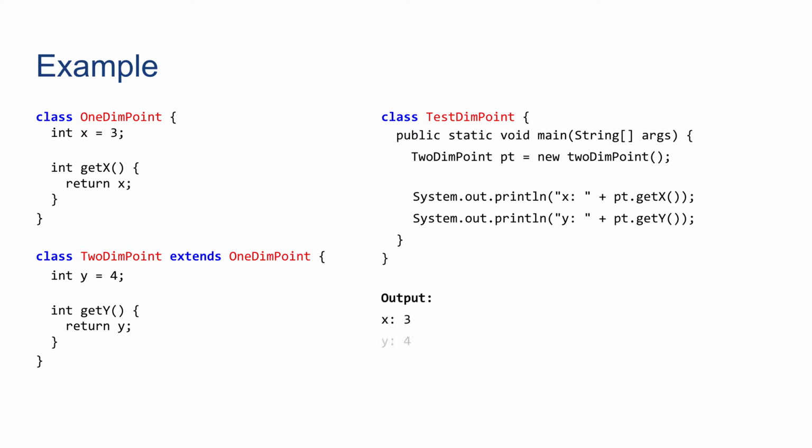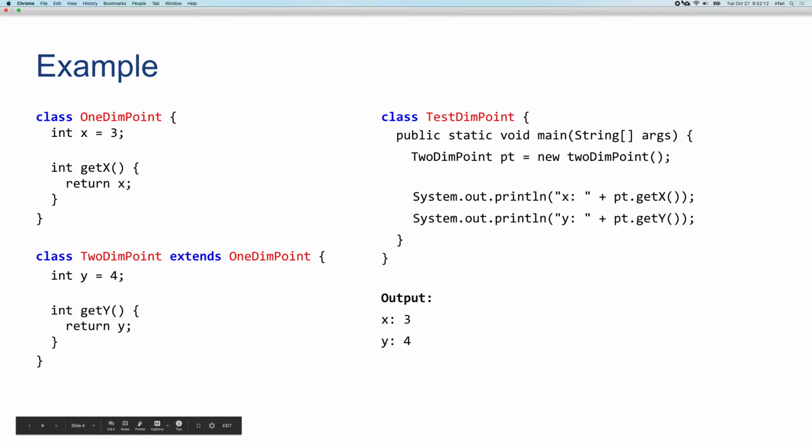So how did that happen? If you notice, pt is a TwoDimPoint. However, TwoDimPoint only has y and a method called getY. It didn't actually have x and getX. However, we were able to inherit x and getX from OneDimPoint, as you can see here. So let's see some more examples in the editor.